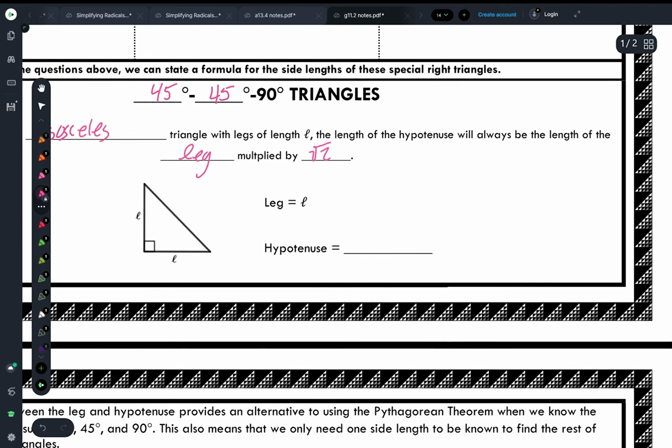So for a little formula, if I have the leg and we call it length L, the hypotenuse would be L times the square root of 2. You have to remember this. This is how we're going to solve all of our problems today, okay? So remember this relationship, L square root of 2.